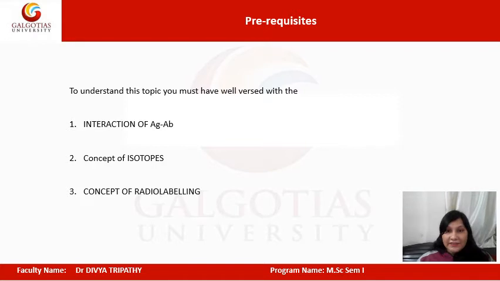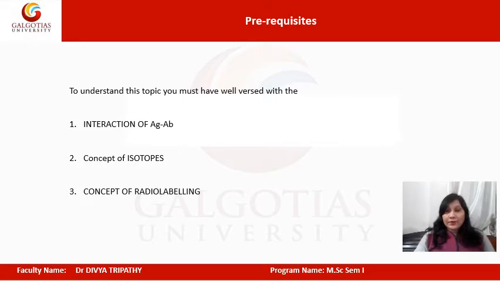Now in today's lecture we will learn about an immunoassay technique, RIA. The full form of RIA is radioimmunoassay. To understand RIA, you should have knowledge of the interaction of antigen and antibody. What is the zone of equivalence? What is pre-zone? What is post-zone? You should be aware of the concept of isotopes and the concept of radio labeling.